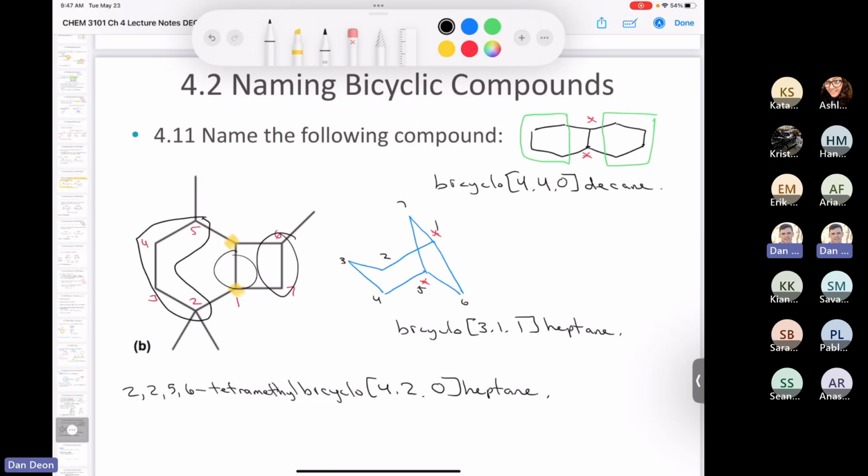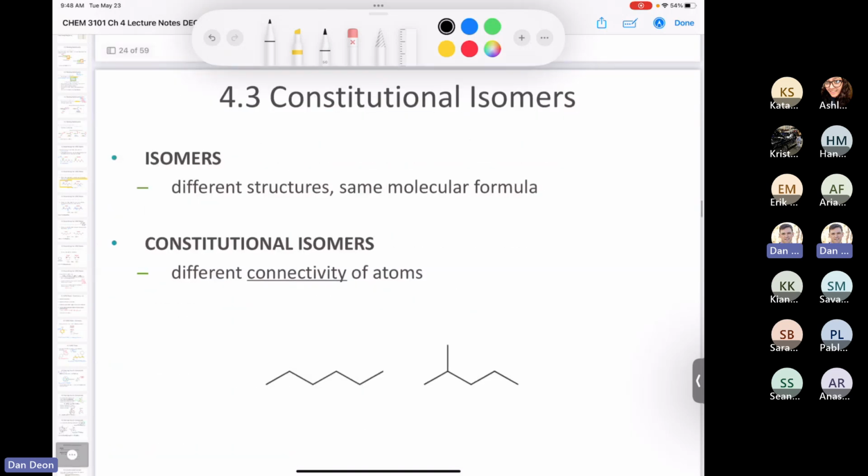Oh, you're right, Sean. I made a mistake there. I skipped a carbon. So this should be 6, 6, 7, 8. Yes, so I should have put 4.2.0 octane. You're right, so I'll fix that. All right, octane. Is that better now? 2,2,5,6-tetramethylbicyclo[4.2.0]octane. Yeah, that's right. Okay, good. There we go. All right, well, let's move on to constitutional isomers.